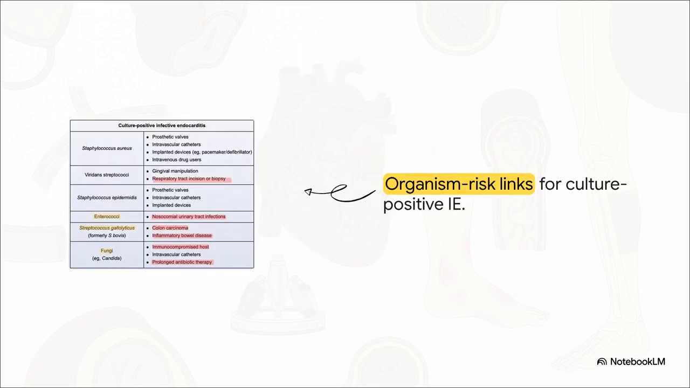Now, these specific organism-to-risk links are incredibly high-yield for exams. Let's break them down. If the culture grows Staphylococcus aureus, you should immediately suspect IV drug use, intravascular catheters, or implanted devices like pacemakers. What about viridans streptococci? That classically follows dental manipulation. Then we have the HACEK organisms, which are closely linked to poor dentition or periodontal disease.